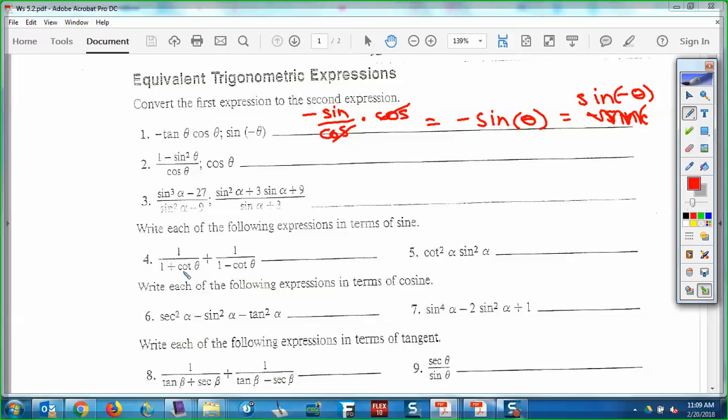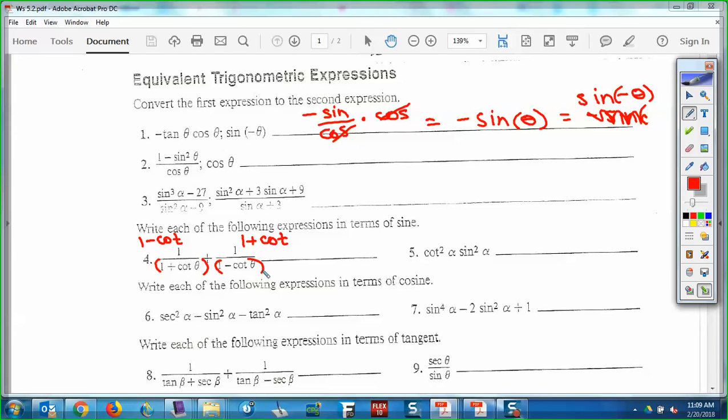All right, let's talk about this one. This one is a plus. We need to get common denominators. So you can think bow tie if you want. That's actually a really nice one to bow tie, just this times this. But basically you're just saying, okay, the top is going to be 1 minus cotangent on this one. The top on this one's going to be 1 plus cotangent. All right, and then your common denominator is going to be those two together.